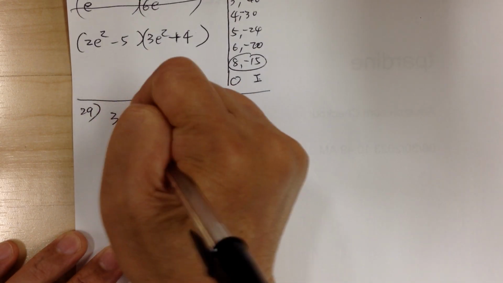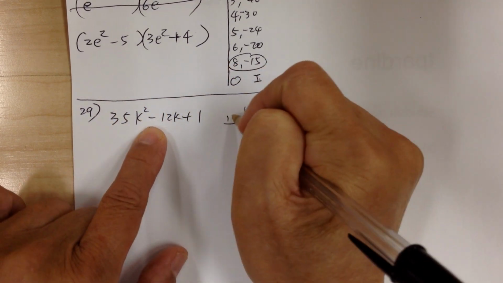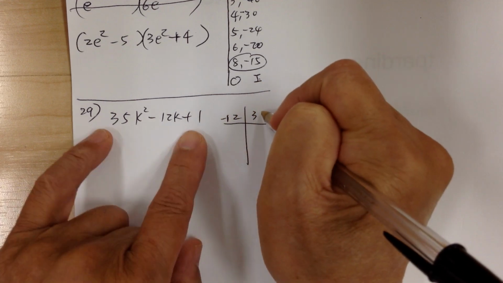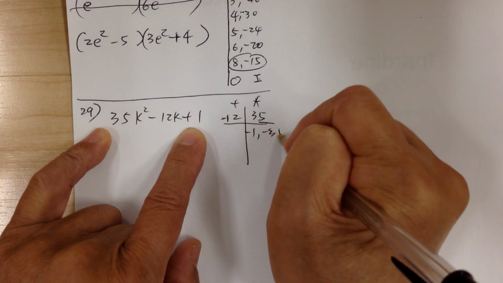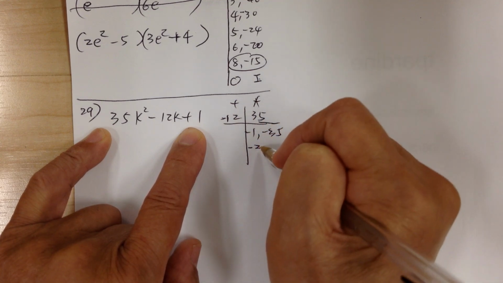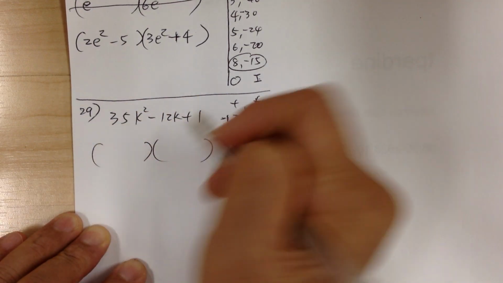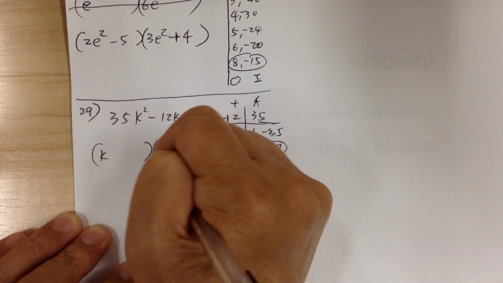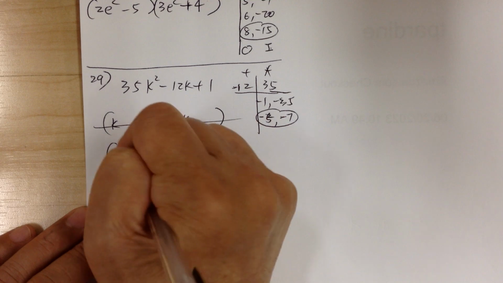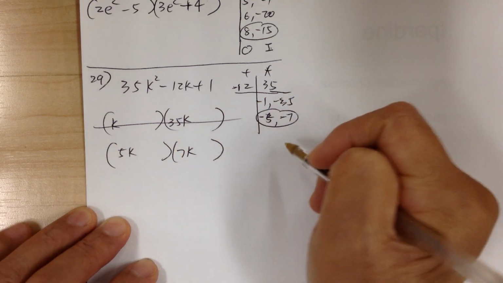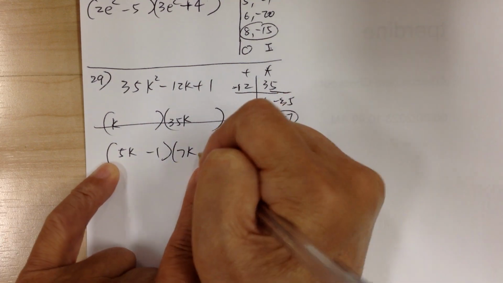29, you got 35k squared minus 12k plus 1. So you can go through the steps. So -1, -35, -2 can also -3, -4, -5, -7, and that's it. Okay, so you're going to go k, 35k. None of this is a multiple of that. So you go to 5k, 7k, right? Next option. So this would be the inside, so it would be -1. This would be the outside, so it would be -1.